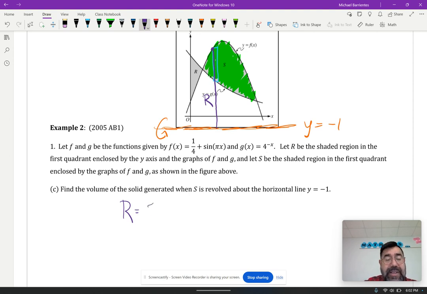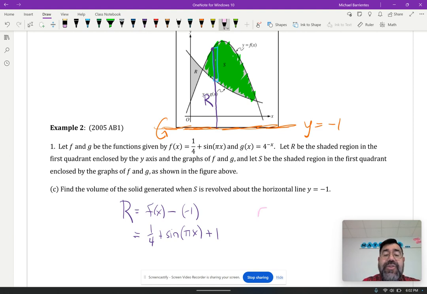Top function is f of x, minus bottom function, which is -1. Be careful. Top minus bottom, my bottom function is a -1, so minus a negative is going to turn into a positive, right? So just be careful there. 1/4 plus the sine of pi x plus 1. And if you want, you can put these two together and get 5/4.